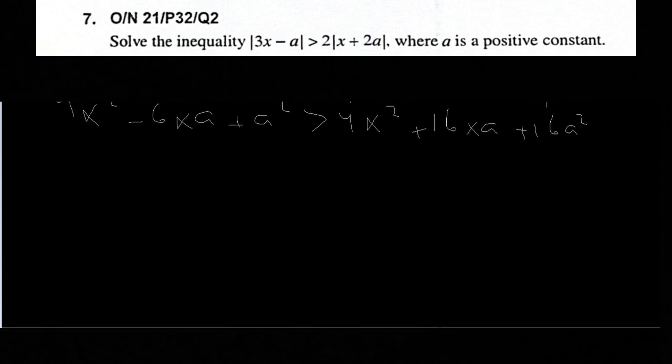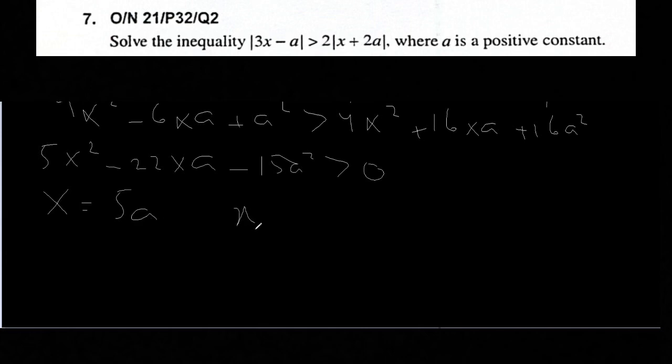Now we will take the right-hand side to the left-hand side: 5x² − 22xa − 15a² is greater than 0. Now we will use the quadratic formula to find the values of x in terms of a. So we are getting the values x equals 5a and x equals −3/5 a. So now we will sketch the graph to find the answers in inequality form.